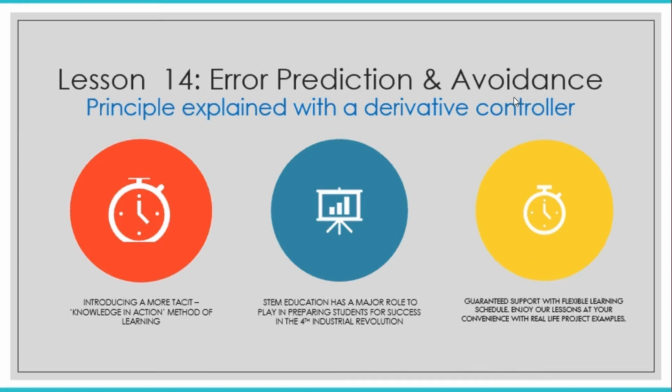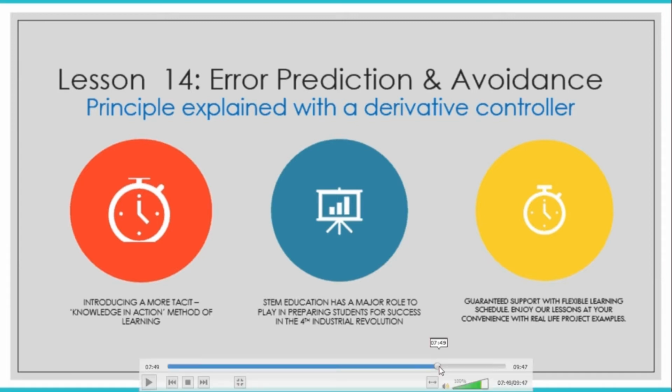Our series of training on robotics inspired science education. In our previous lesson, lesson 14, we looked at error prediction and avoidance, and the principle was explained using derivative controllers. In this session, we will be looking at how to implement error prediction and avoidance using the derivative controller, programming with the Lego Mindstorm EV3 programming environment.